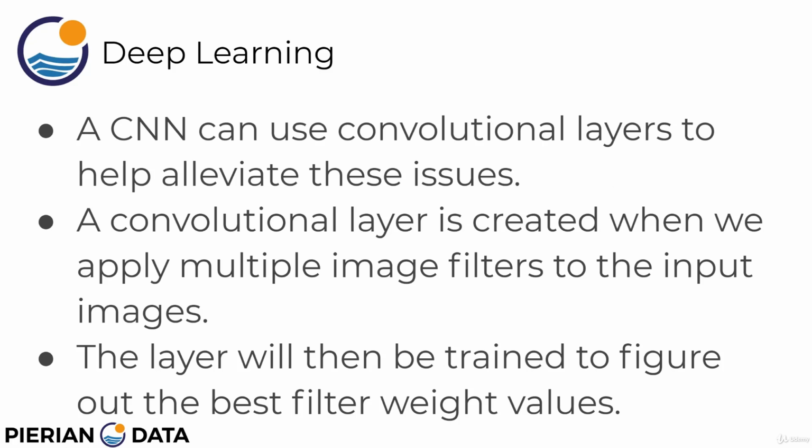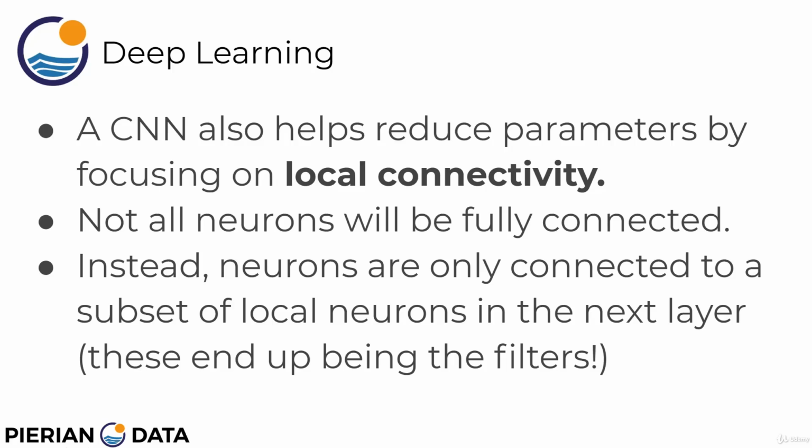Now a CNN, or convolutional neural network, can use what's known as a convolutional layer to help alleviate a lot of these issues. A convolutional layer is created when we apply multiple image filters to the input images. The layer will then be trained to figure out the best filter weight values. A CNN also helps reduce parameters by focusing on local connectivity, and we'll see an example of these localized connections. So in a convolutional layer, not all neurons will be fully connected. Instead, neurons are only connected to a subset of local neurons in the next layer, and these end up becoming the filters.